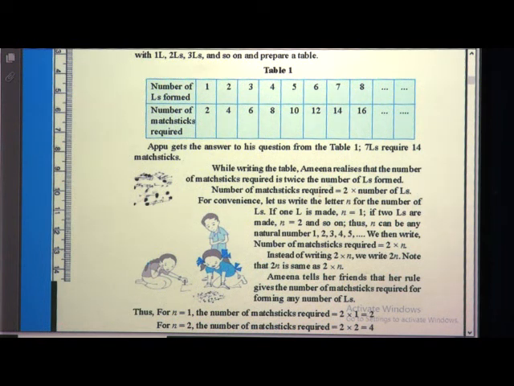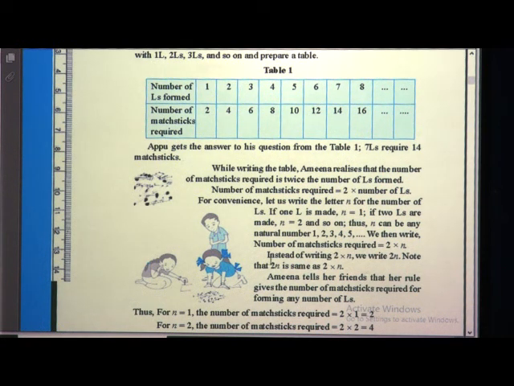For convenience, let us write letter n for the number. So students, see, we need to find the number of matchsticks. So we will take letter n for the number of L's. If 1 L is made, n is equal to 1. If 2 L's are made, n is equal to 2 and so on. Thus, n can be any natural number, that is 1, 2, 3, 4, 5.